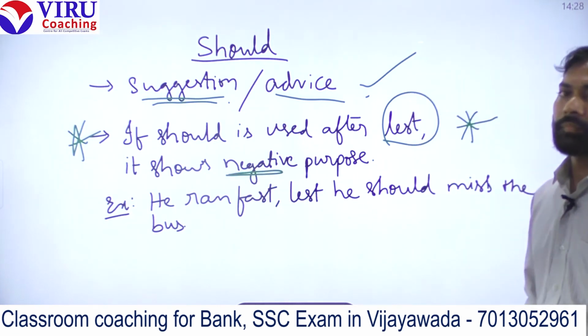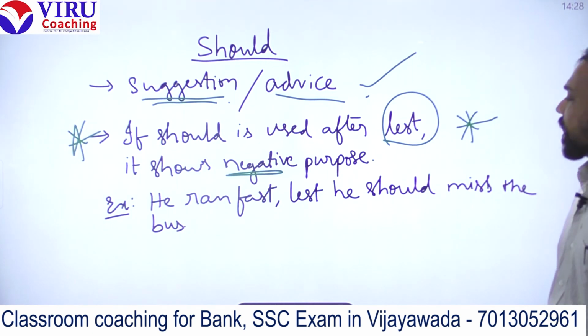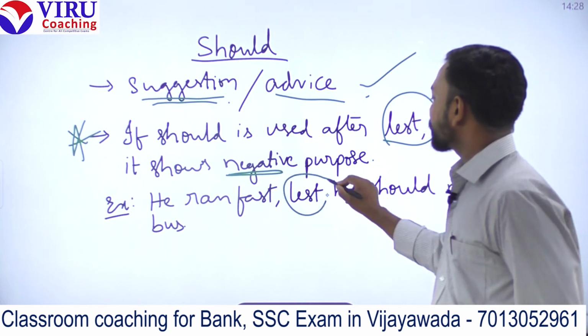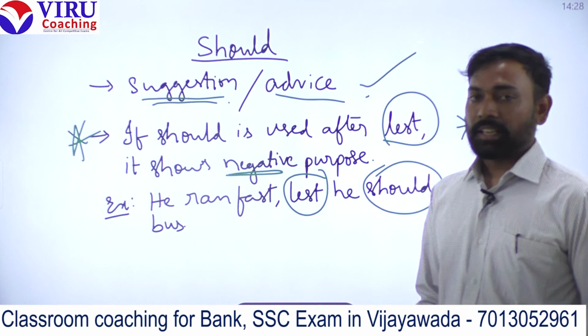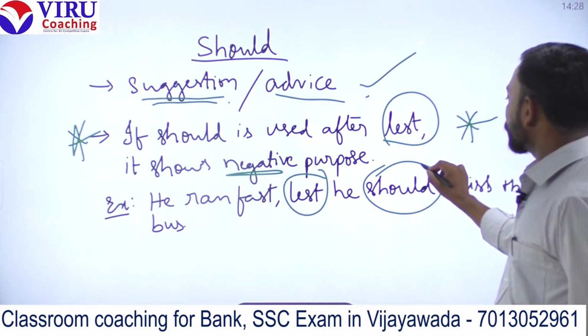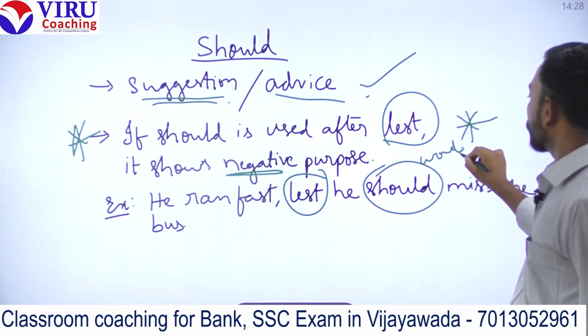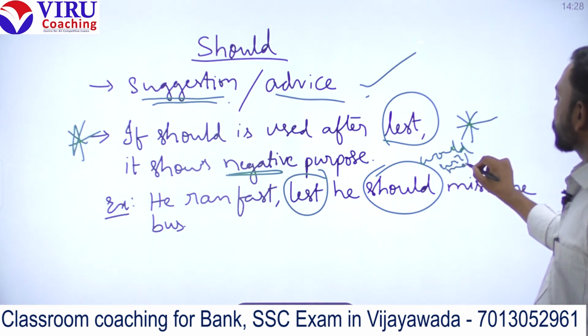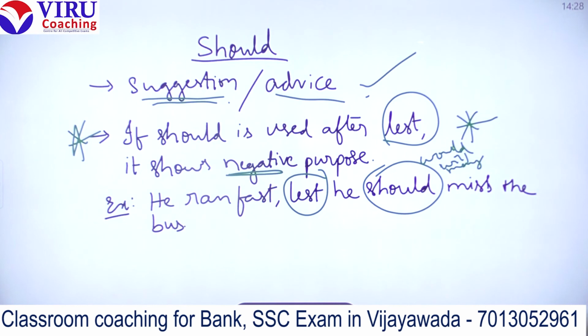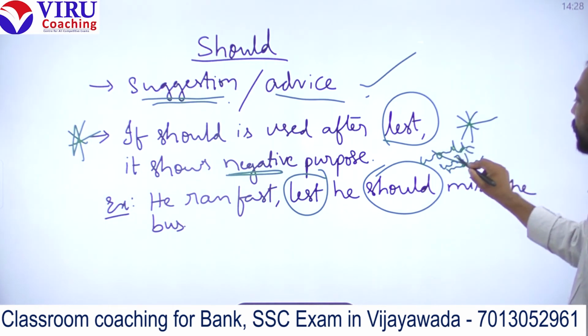Purpose. Example: he ran fast lest he should miss the train. Lest and should, together always. In the exam, they will give you options like this. Instead of should, they may give would, will, or may. These are all the modal auxiliary verbs they would give to confuse you. So these are all wrong.